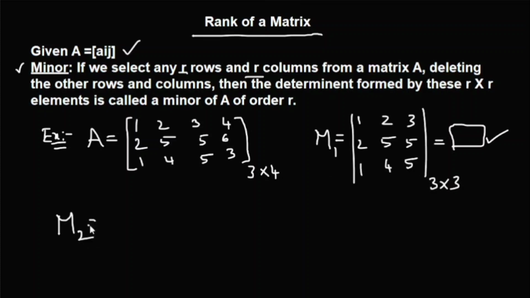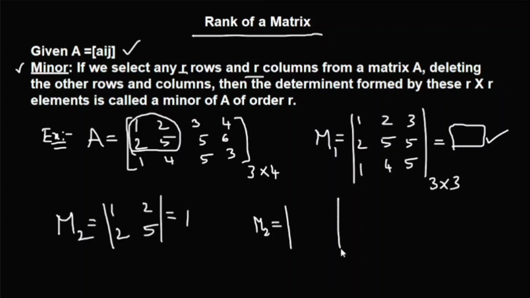Now let us write a minor of order 2. Order 2 means I am taking R1, R2 and C1, C2. So what is the intersection? It is 1, 2, 2, 5. R1, R2 and C1, C2 means the common elements are these 4 only. 1, 2, 2, 5. This is 5 minus 4, 1. So this is one minor. And you will get many 2 by 2 minors. This is a minor of order 2, and this is a minor of order 3.